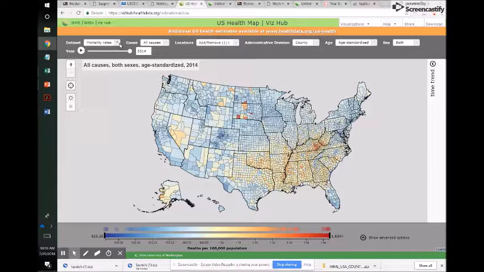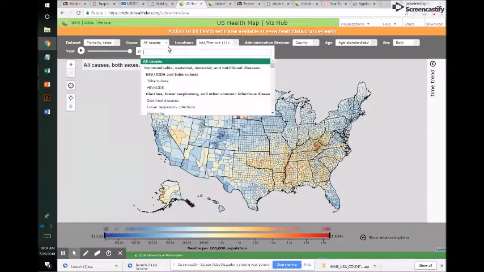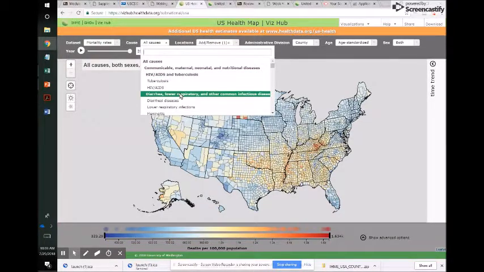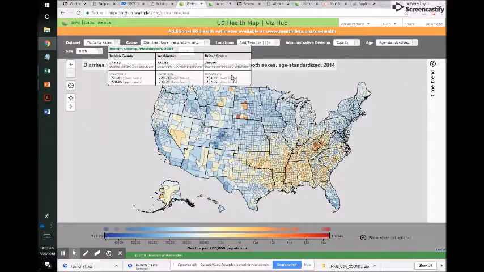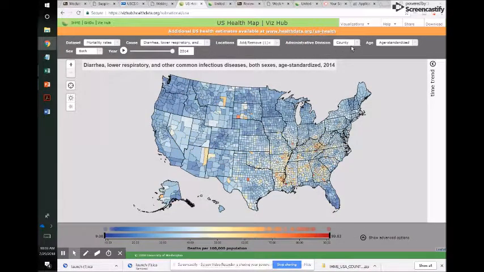for GHDX. So what I did was I kept down mortality rate because that's what I'm looking for, and causes I changed it to one of the communicable disease options. So I chose diarrhea, lower respiratory, and other common communicable diseases. And I just kept it at age standardized. And so this gives a little more information about the grouping of the diseases.